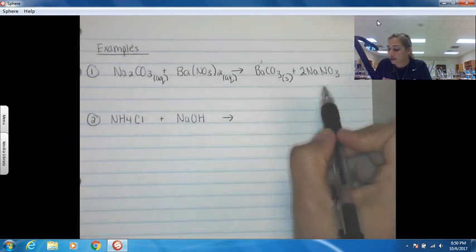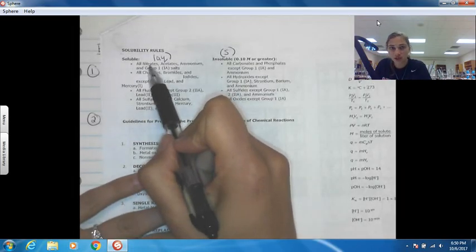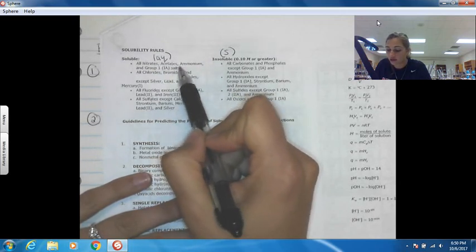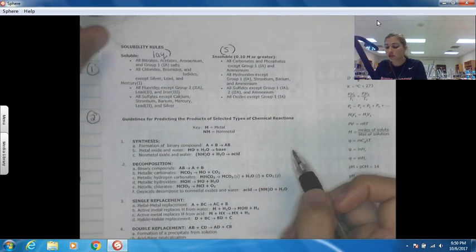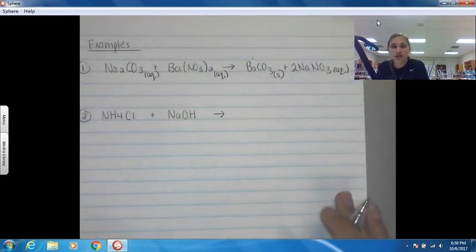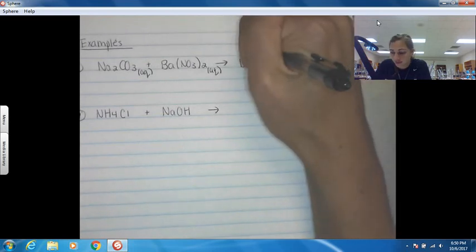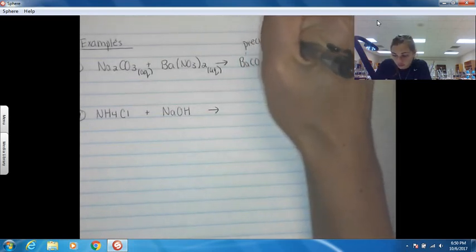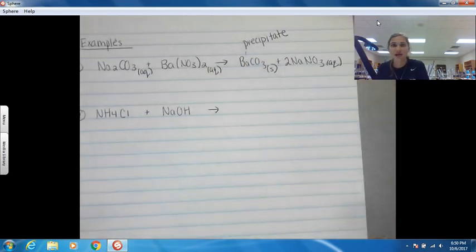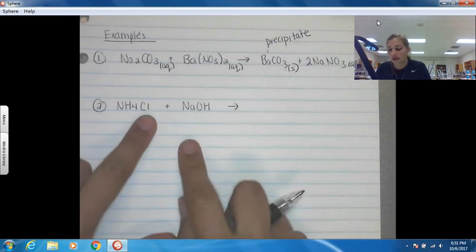Then we look here. We have a nitrate. So here it says all nitrates, acetates, ammonium, and group 1 salts. There's no exceptions here. So anytime you see a nitrate, it will always be aqueous. So this reaction does occur because you produced a solid. This solid is called a precipitate. Any solid that is produced is called a precipitate. Let's try the next one.